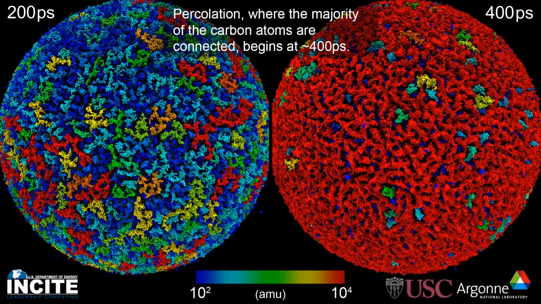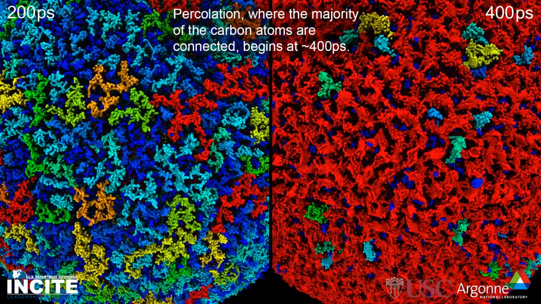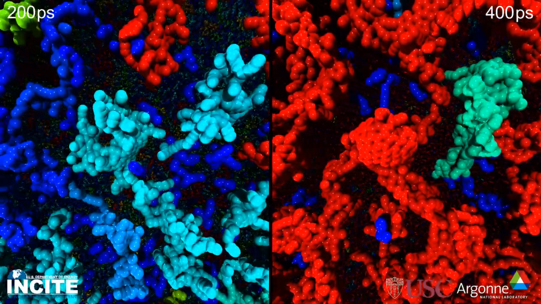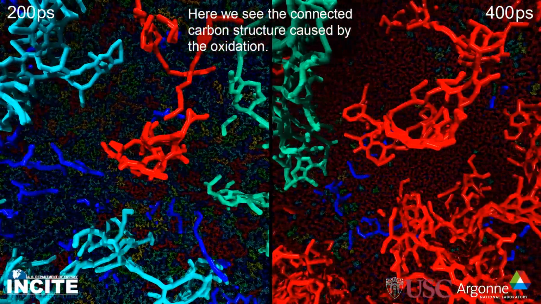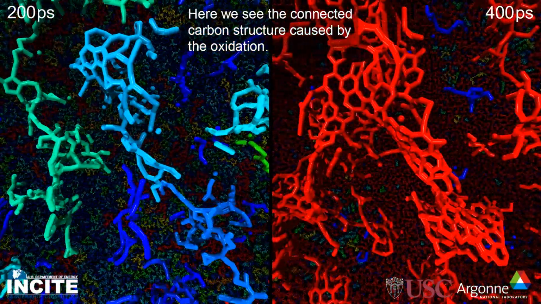Percolation, where the majority of the carbon atoms are connected, begins at around 400 picoseconds. Here, we see the connected carbon structure caused by the oxidation.